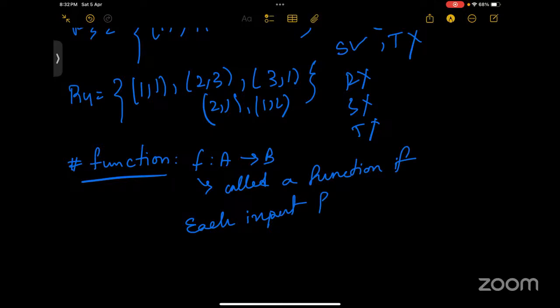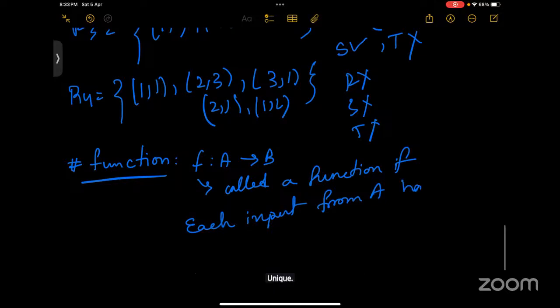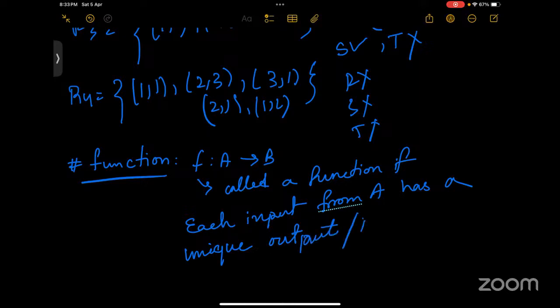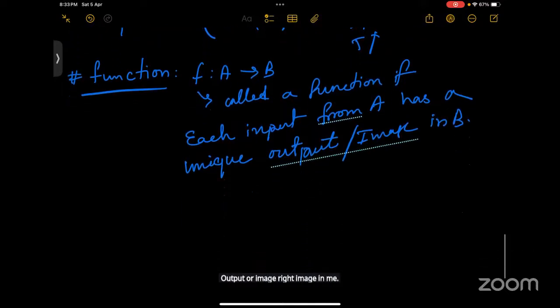If there is an input from A, that means the domain of the function, it has a unique output or image in B. So then we will call it a function.